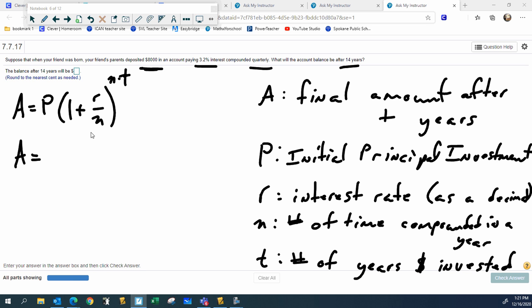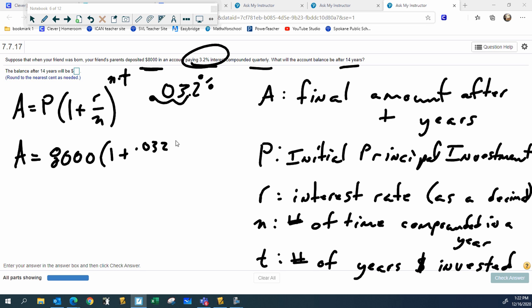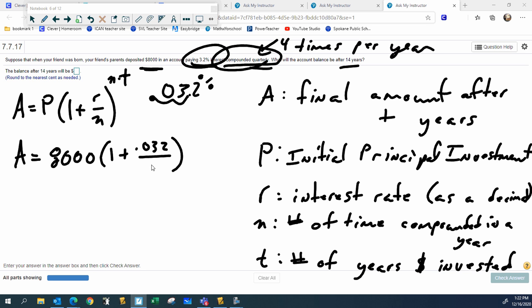So it's going to be A equals, the initial amount was $8,000, 1 plus our interest rate in decimal form. So 3.2%, we have to divide 3.2 by 100, which moves the decimal 2 places. So we have 0.032 over n. It says it's compounded quarterly, so quarterly is 4 times per year. So that's a 4. So this n up here is also a 4 times the number of years, which is 14. So really that's probably the fastest part about this.